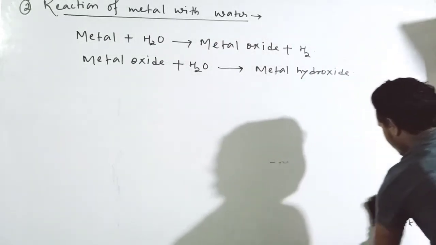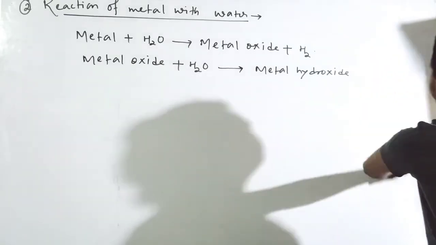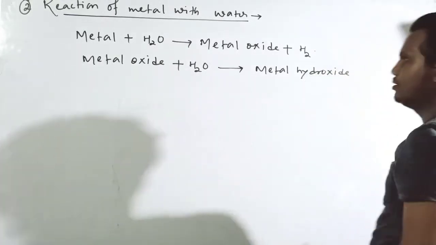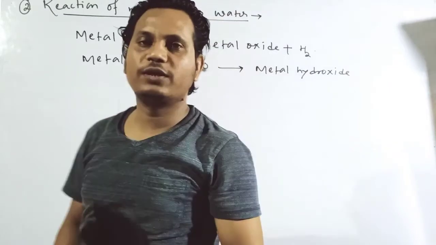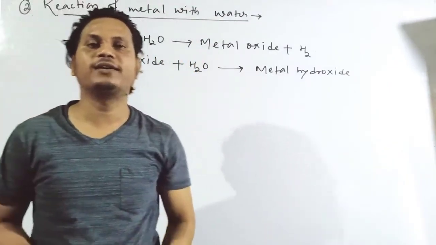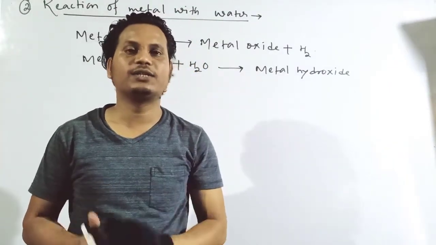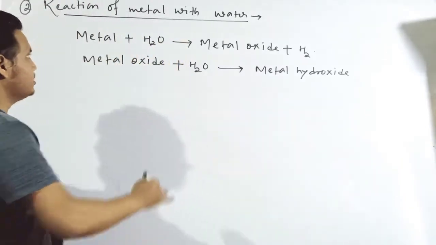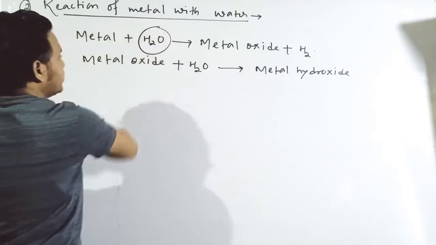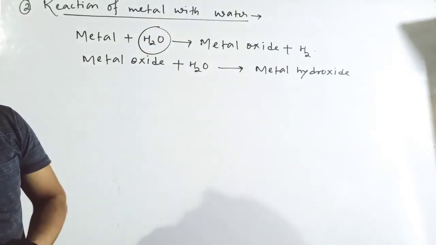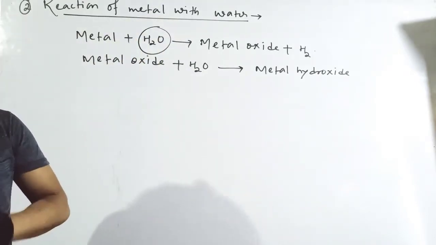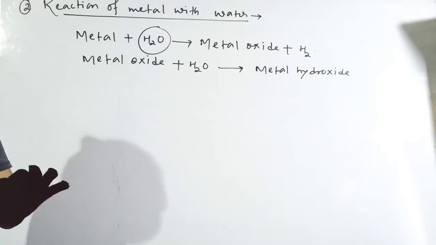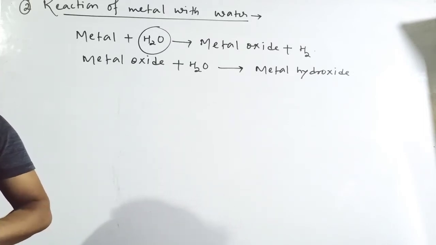This will depend on the reactivity series. Reaction of metal with water is fully dependent on the reactivity series. So depending on the reactivity series and the hotness or coldness of water, we can predict the reaction. So first we have to know the reactivity series.